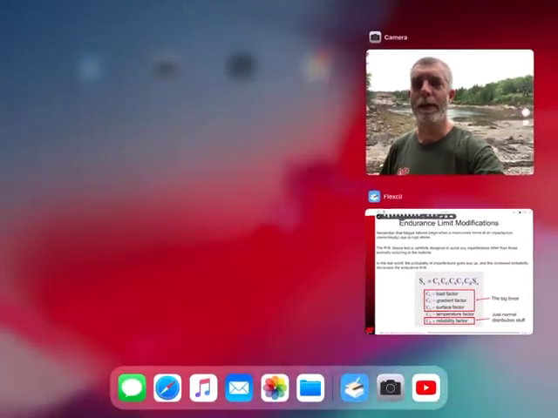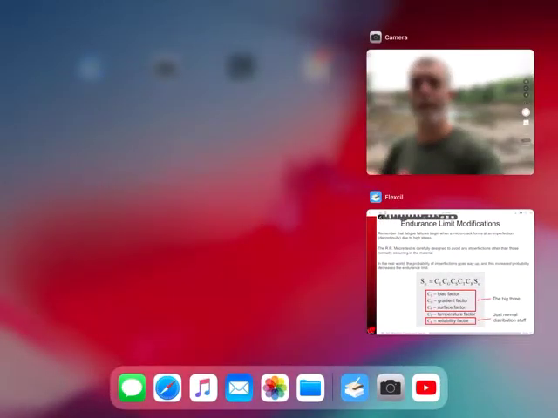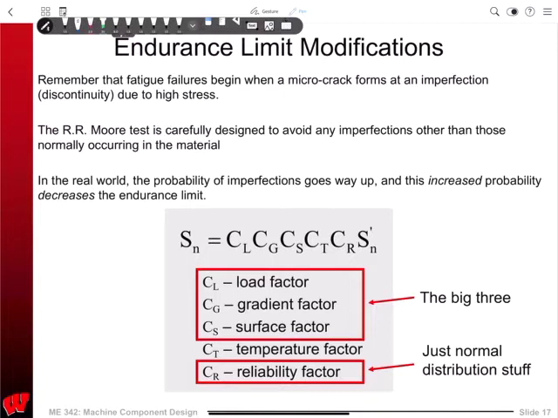All right, so back to this. So what we do is take our S_N prime, right? Remember, this is the lab test material property. Right? And then this is what brings us to the real world.